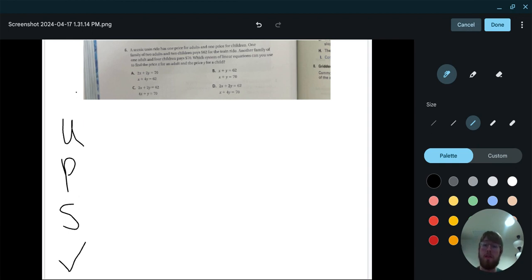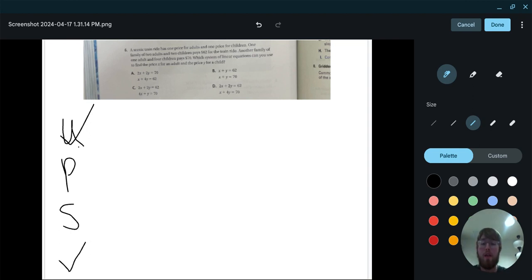But all this problem is asking is for us to set up that linear system of equations. We don't have to do that extra work to solve the equations. So now we understand what this problem is asking of us, and we can start to plan out how we're going to set up those systems of equations. I'm going to reread this problem one more time, and while doing so, we're going to mark down key and important information. A scenic train ride has one price for adults and one price for children. And at the end of the problem, we know that x is for adults and y is for children. So those are going to be 2 different prices.